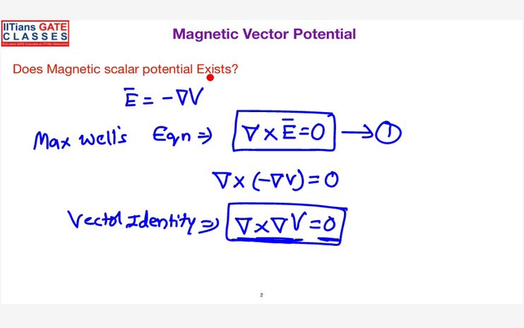So the moment the electric scalar potential exists, it is satisfying the Maxwell equation and it is satisfying the vector identity also. So here in this case it is true. I hope the point is clear. So finally the conclusion is, when you go to magnetostatics, the magnetic scalar potential generally will not exist.